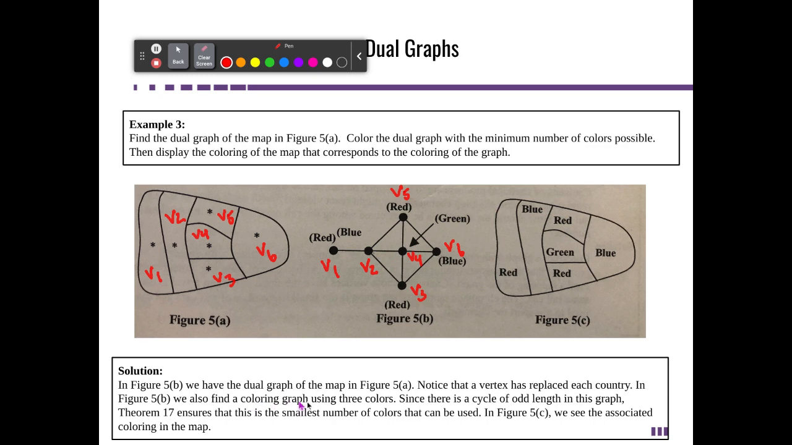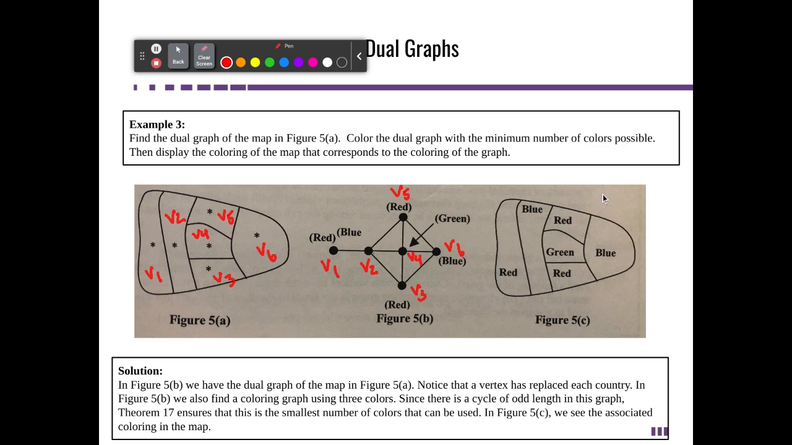In figure 5b, we also find a coloring of the graph using 3 colors. So why just 3 colors? Well, because vertex 1 and 2 are adjacent, so they're different colors. But then we go to vertex 5 or vertex 3. Those vertices 5 and 3 are not adjacent to each other, so we can go back to red. We can use that same color again. However, we need a new color in the middle because vertex 4 is adjacent to these reds. And then last but not least, we can go back to blue because we're trying to minimize our colors and we don't have any adjacency.